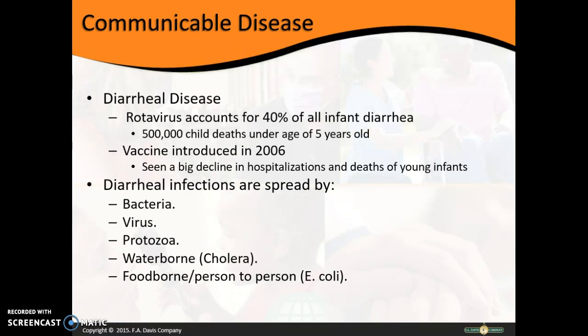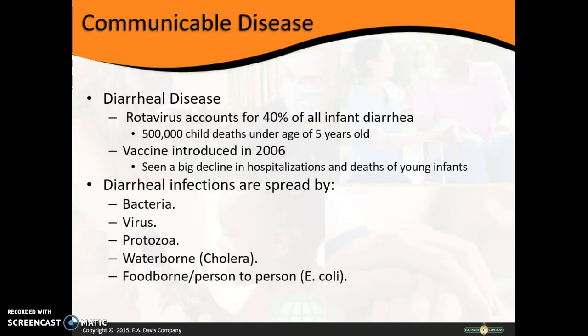Diarrheal disease is also a very large portion of communicable disease. The rotavirus is one that is often common in children and can be very deadly, particularly with children under the age of 5 years old. There was a vaccine introduced in 2006, and there's been a big decline in hospitalizations and deaths of young infants because of that vaccine.